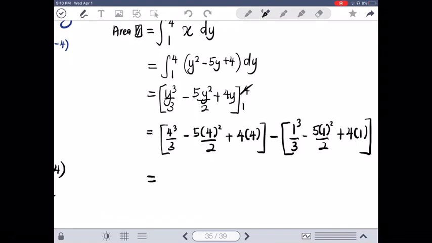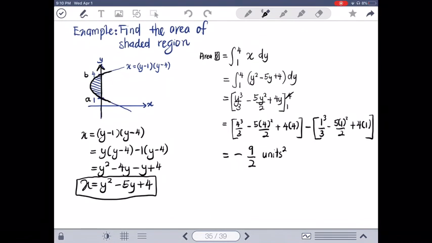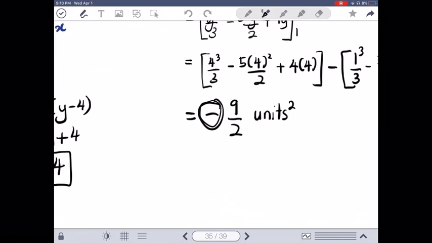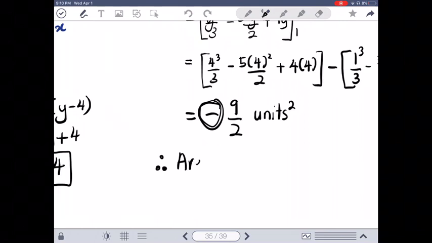you just press your calculator, you should get negative 9 over 2 units squared, but we don't have negative area. The negative symbol is there because the area is on the left hand side of the y-axis. So in other words, basically there is no negative area, so the answer should be that the area of the shaded region is just equal to 9 over 2 units squared.